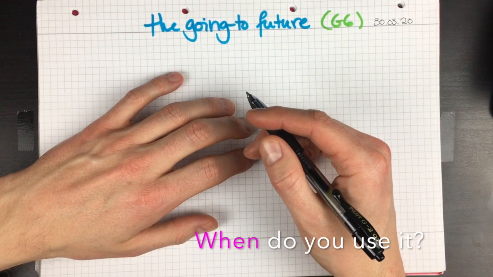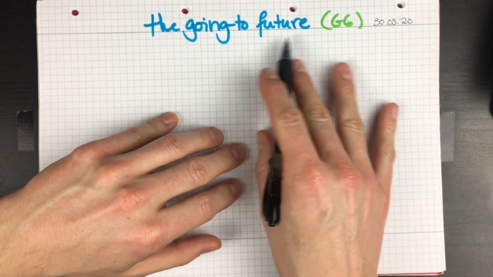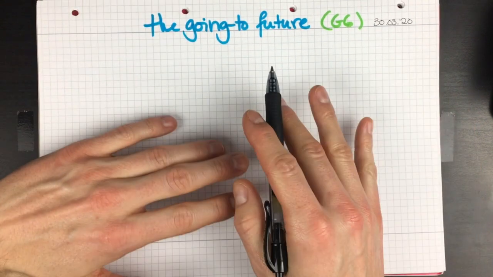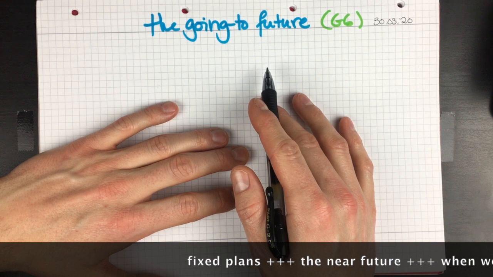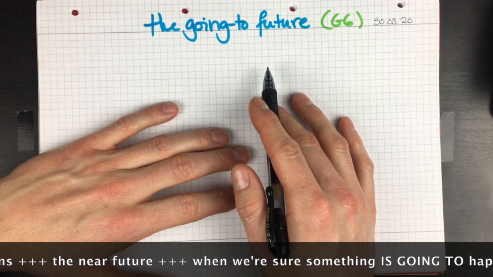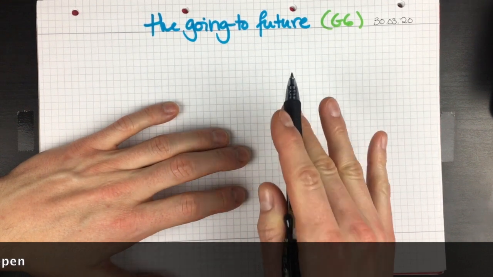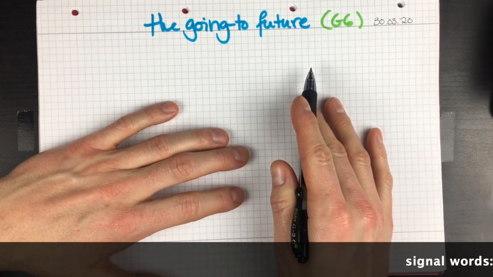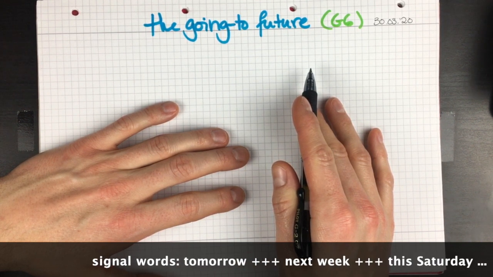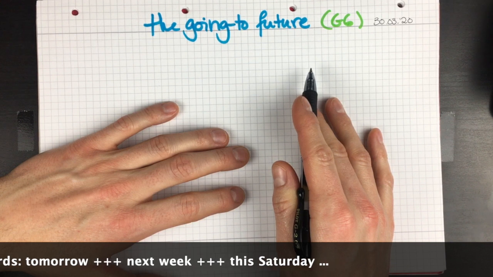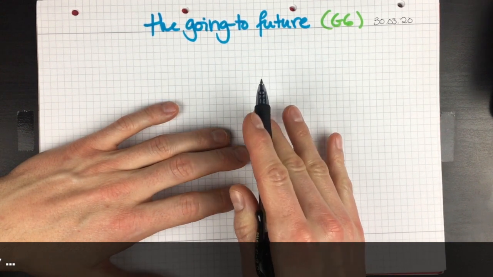We use the going to future to talk about plans that we have about the future. What a surprise! We talk with it about fixed plans, we talk about the near future, and we use it to say that we are sure that something is going to happen. There are some signal words: tomorrow, next week, or something like this Saturday. When you see words like that, you know you have to use the going to future.